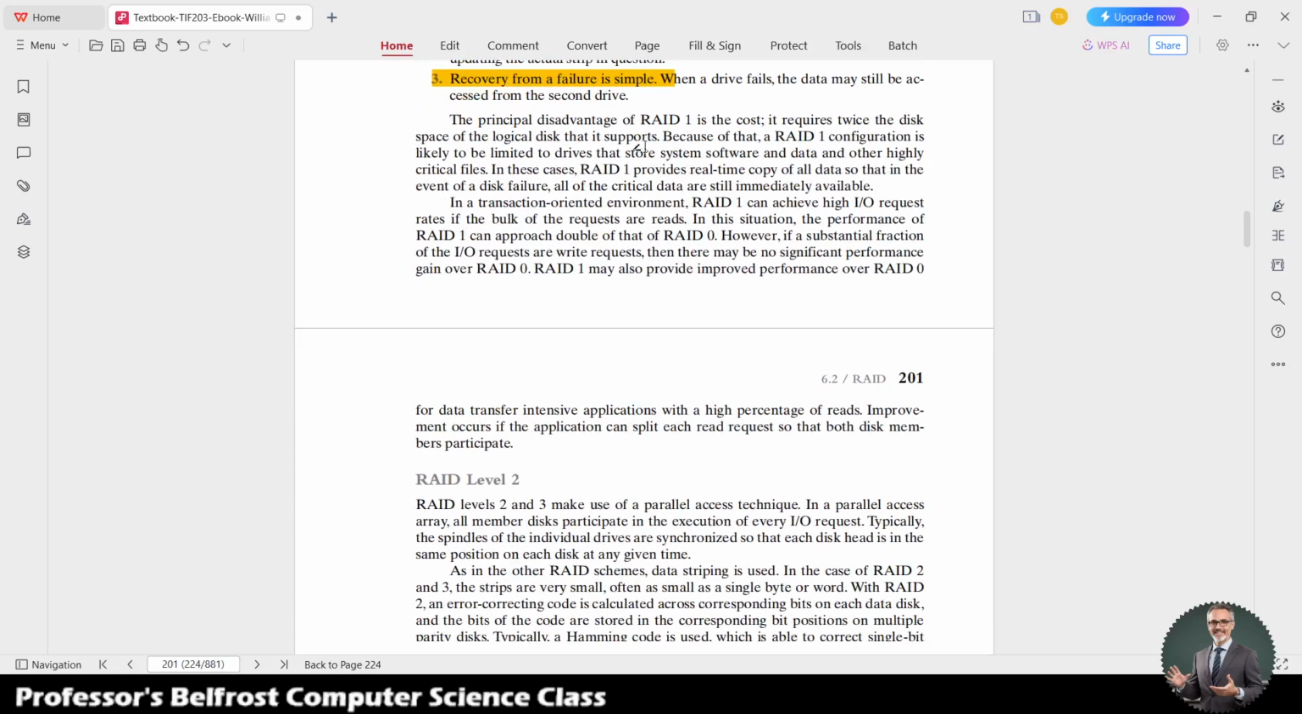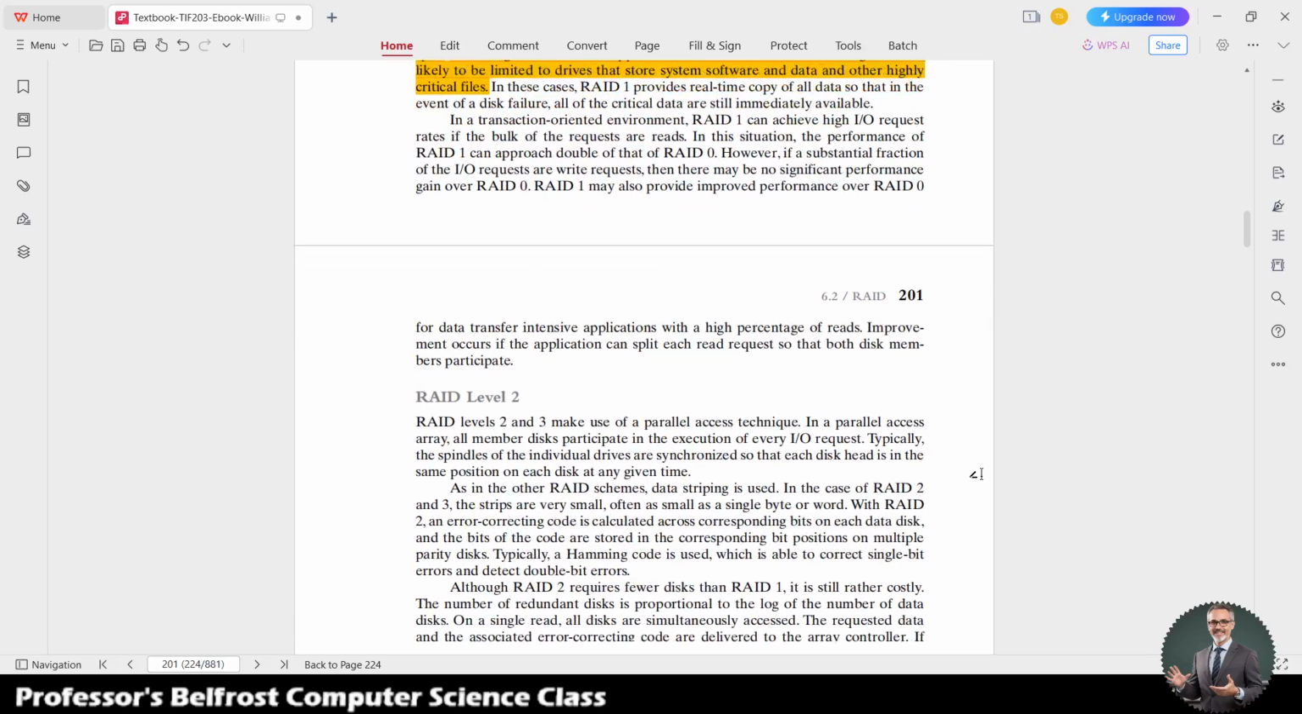But the principal disadvantage of RAID 1 is the cost: it requires twice the disk space of the logical disk that it supports. Therefore, a RAID 1 configuration is likely to be limited to drives that store system software and data and other highly critical files.